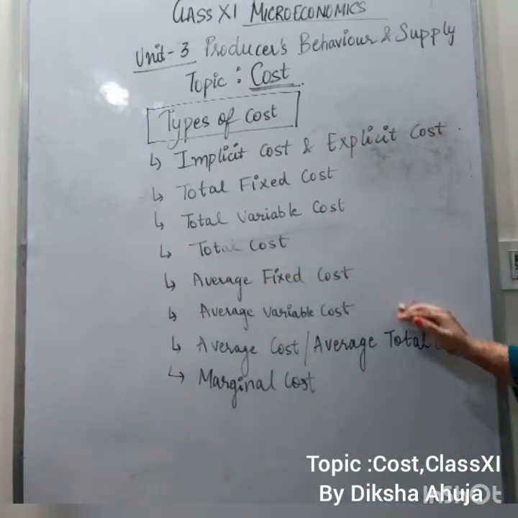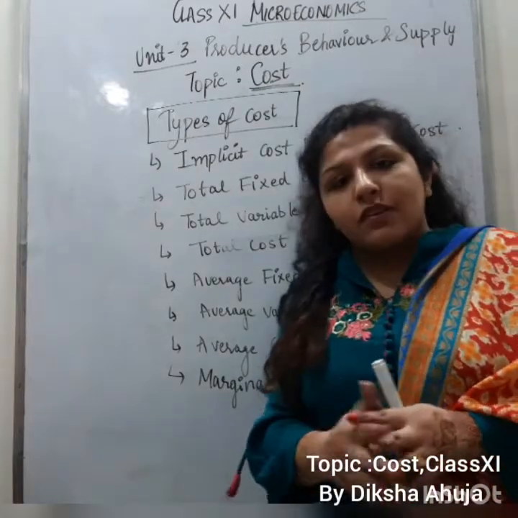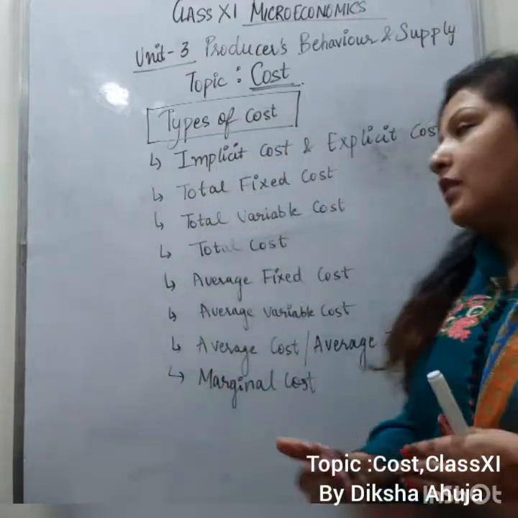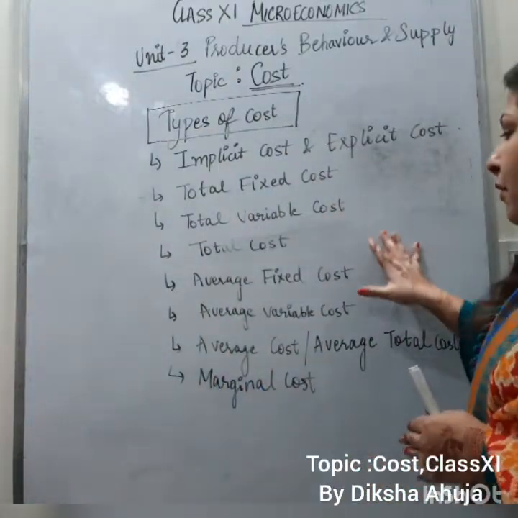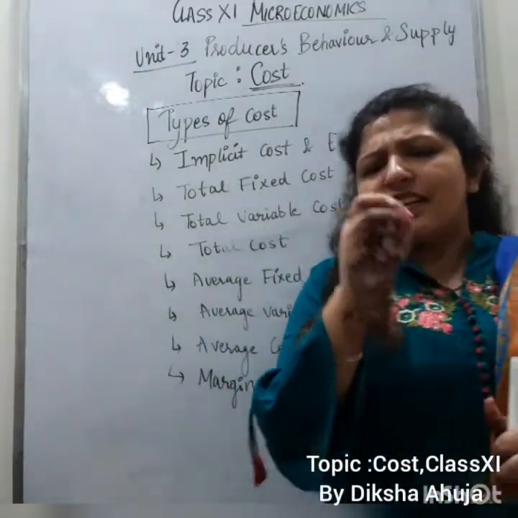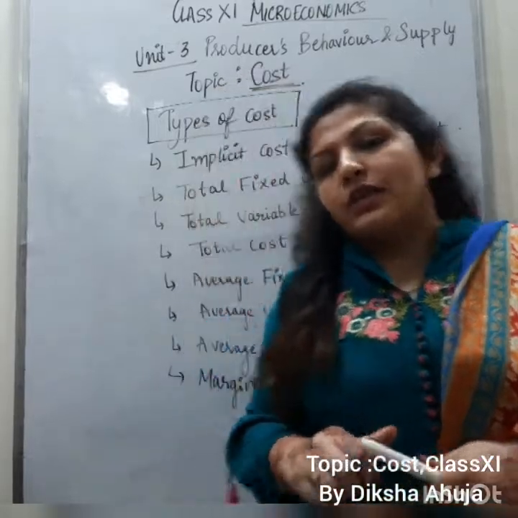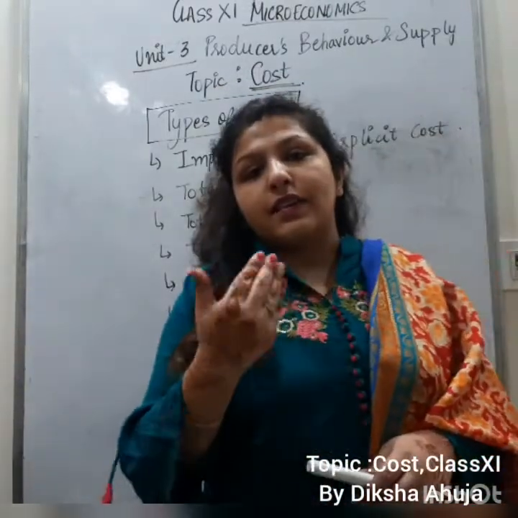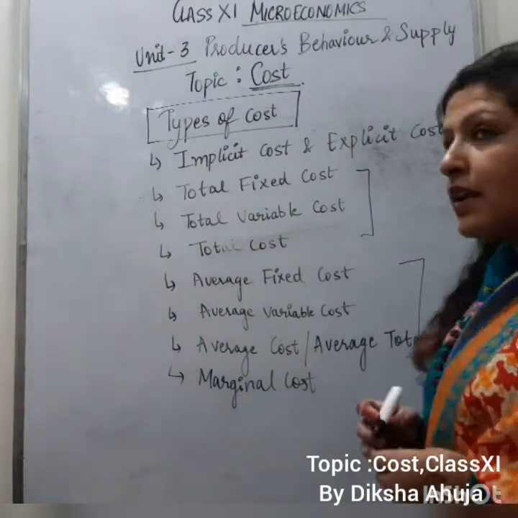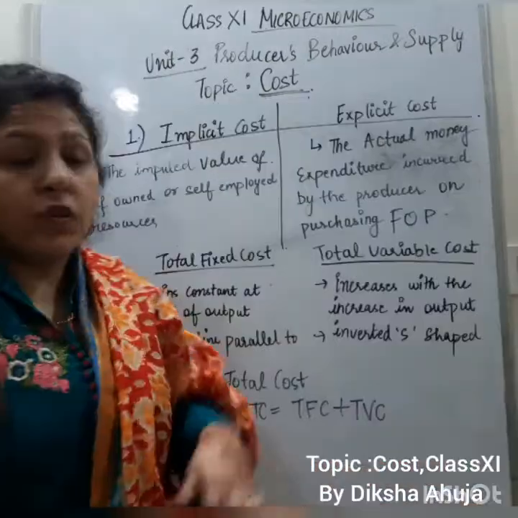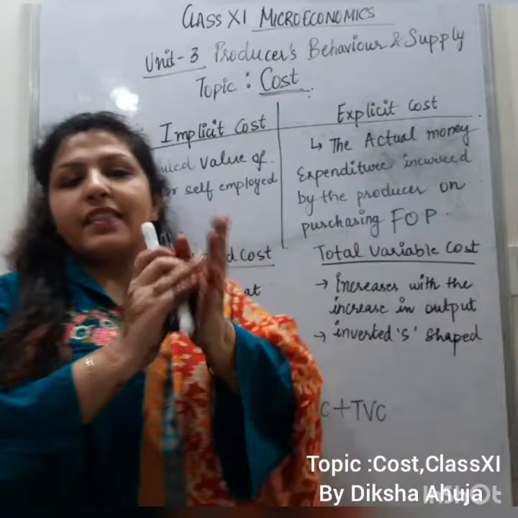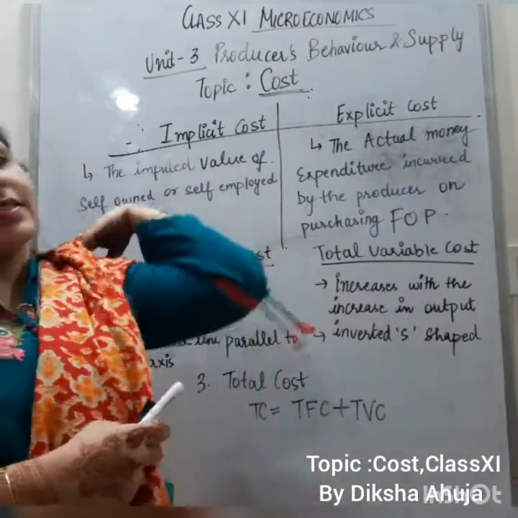After the totals, we'll calculate the averages, that is, per output how much cost is being incurred. Let's say if I am producing 100 output, then per one output what cost is being involved. We'll know about all the three average costs. And lastly, we'll know about marginal cost, which I think gives you some hint what marginal means. After doing all these costs, we'll understand the relationship between them. So let's talk about the first difference, implicit and explicit cost. Then we'll move on to the further costs one by one.